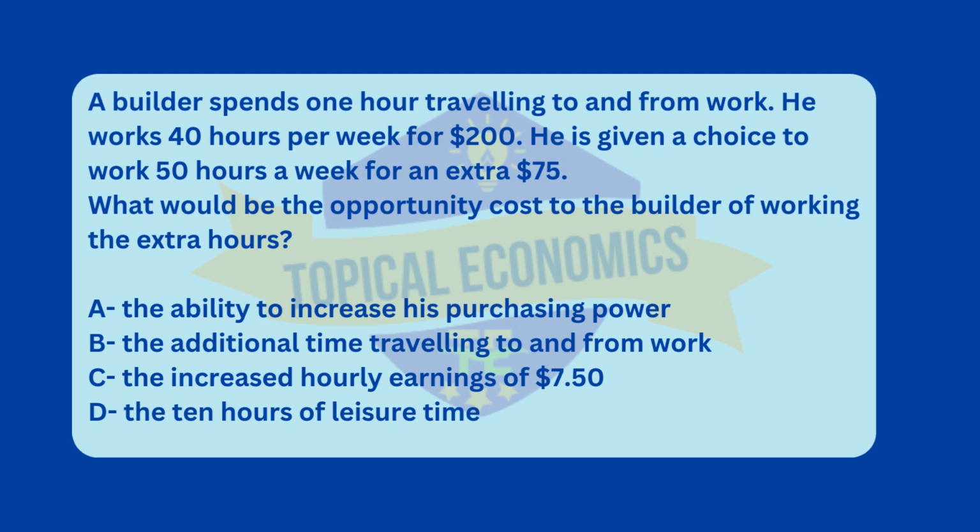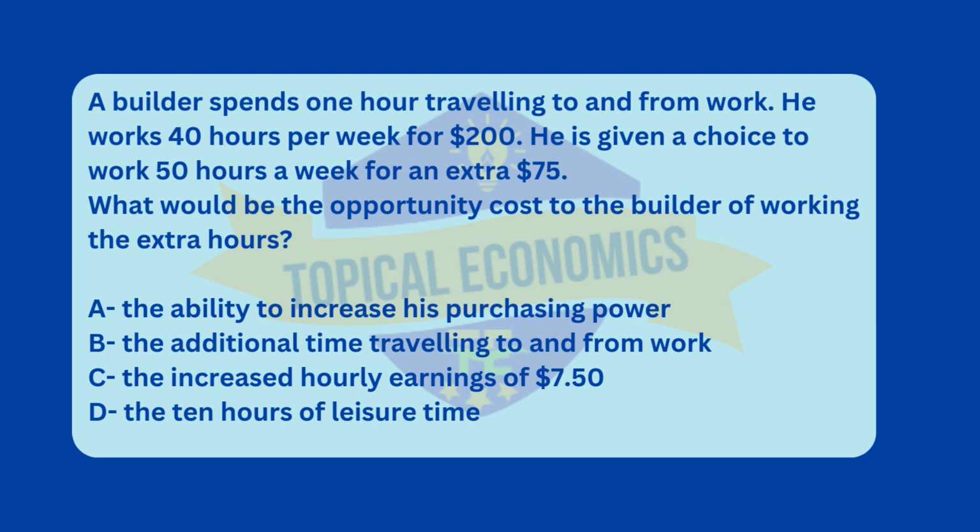Analyzing the other options. Option A. The ability to increase his purchasing power is incorrect, because purchasing power refers to the ability to buy goods and services, which does increase with the additional $75 earned. However, the question is specifically asking about the opportunity cost, the next best alternative the builder gives up. While the additional income would increase his purchasing power, the time lost, leisure time, is the opportunity cost, not the ability to buy more.